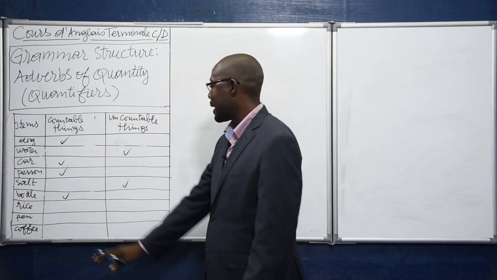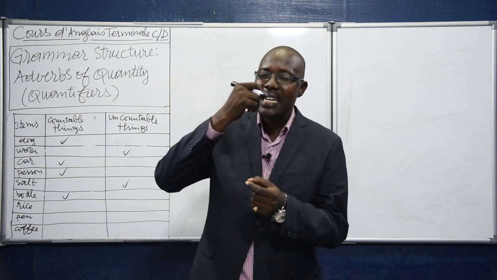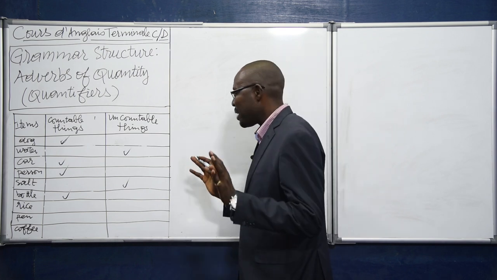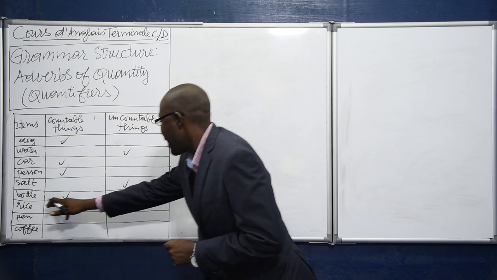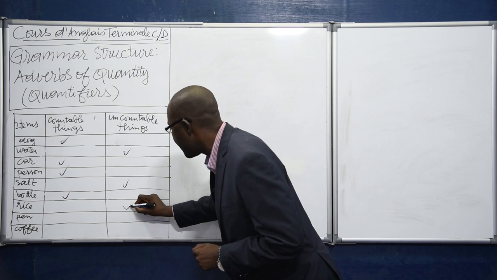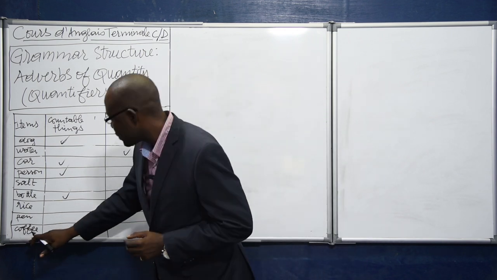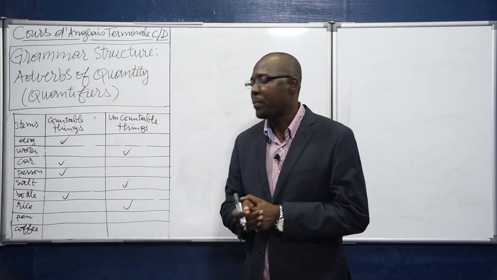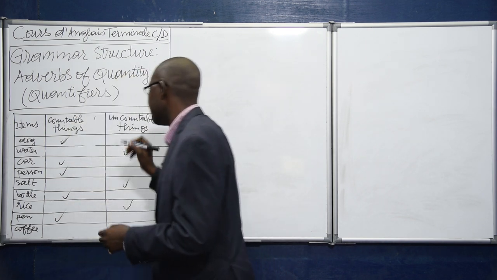The next one is rice. What about rice? Can we count rice? When you eat at home, you say, I'm eating one, two, three. No, I think it is not possible. So rice is uncountable. It is among uncountable things. The next one is pen. Yes, pen is quite easy. One pen, two pens, and so on. It is among countable.